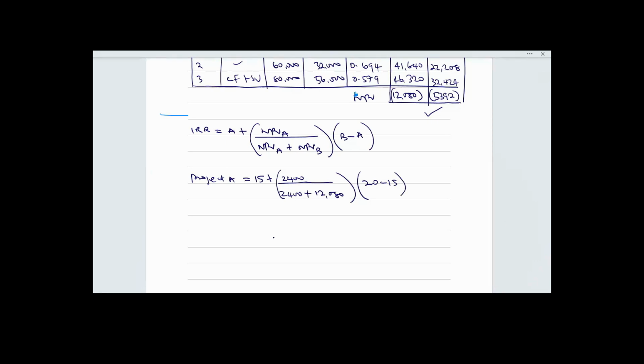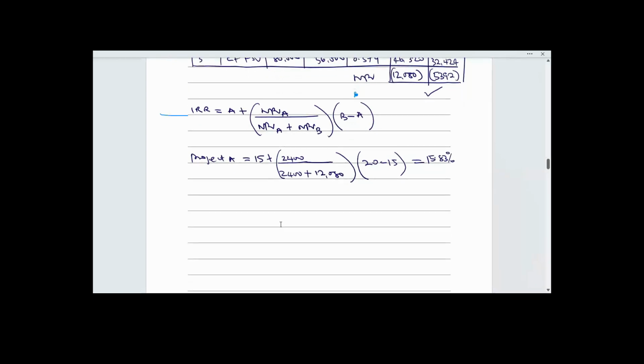So I would then bring out my calculator to say 2,400 plus 12,080 equal, that's 14,480. Therefore, 2,400 divided by 14,480 equal, multiplied by 5 equal, plus 15 equal 15.83. Here is 15.83%.